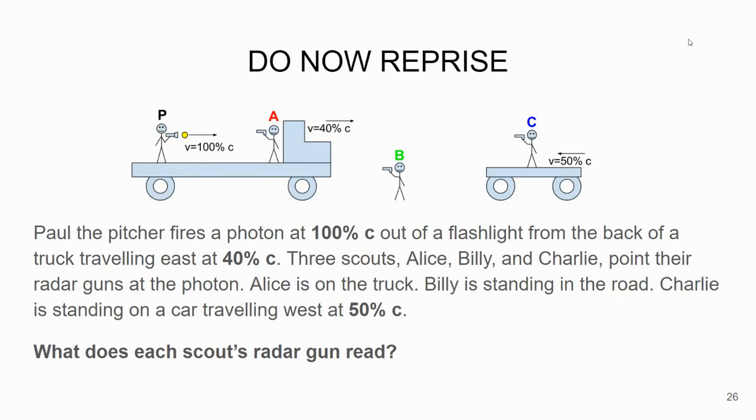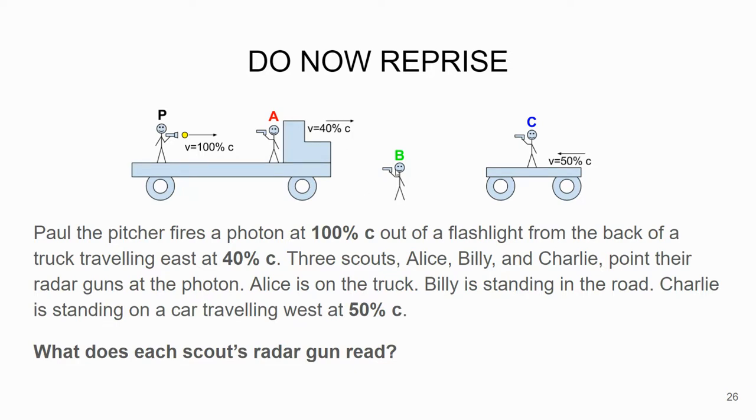So now we do the do now again, only this time there's a change. Paul is not throwing a baseball anymore. Paul now has a flashlight, and he's going to shoot a photon out of his flashlight at 100% c, 100% the speed of light. Alice is on the same truck as Paul. She's got a radar gun. She's going to measure the speed of the photon. Now this truck is moving pretty quickly. It's moving 40% the speed of light to the right.